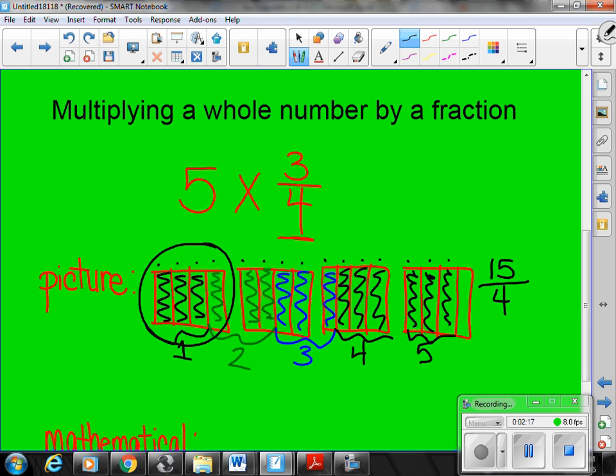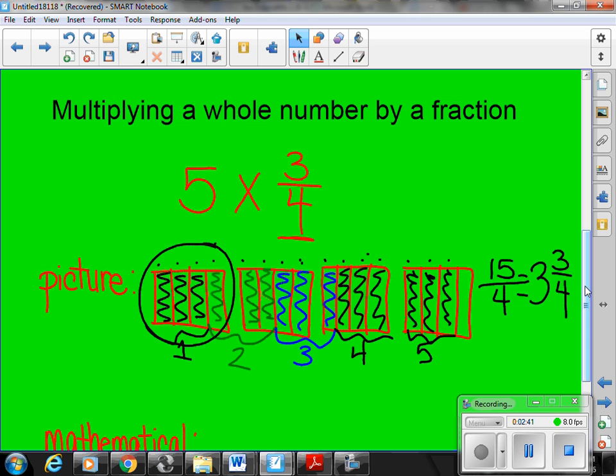Well, yeah, you can look. 3 whole things I did have to draw. 3 whole pictures and another 3/4 of another one. So 15 fourths is equal to 3 3/4. Why? Because 3 wholes are filled in and then another 3/4 of the last one. So that's using pictures to help you multiply.